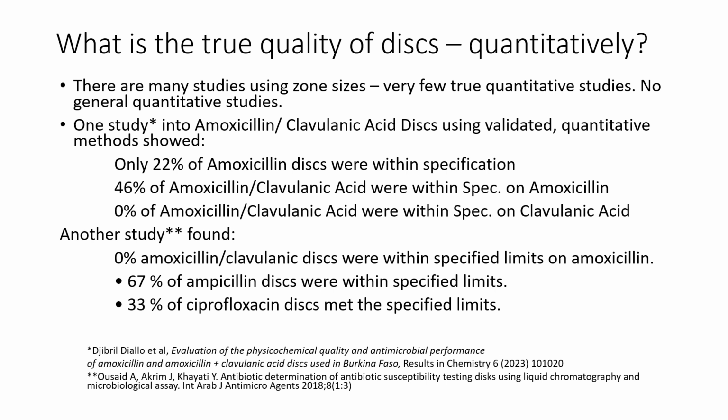So the important question here is, what is the true quality of discs? And by true quality I mean quantitatively, how much is actually on the discs. And if you look in the literature for quality of AST discs, you will find that there are very many studies looking into this, and they virtually all use quality zone ranges, which, as we've said, is not a proper measure. If you're looking for quantitative studies, there are very few.